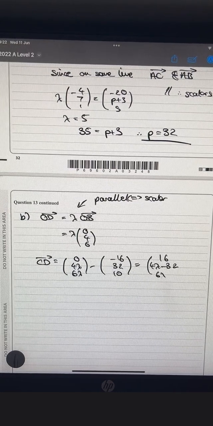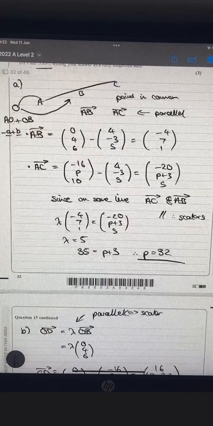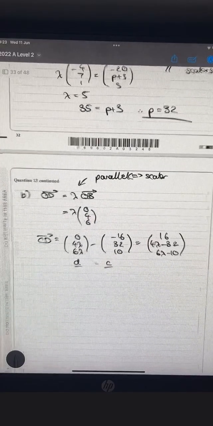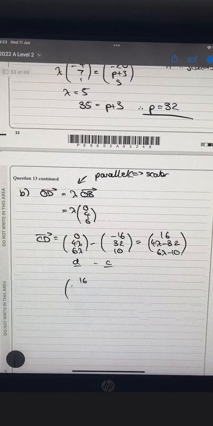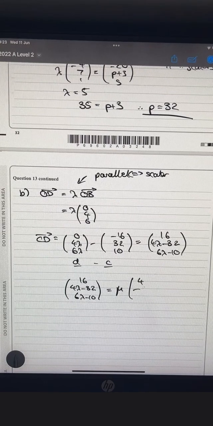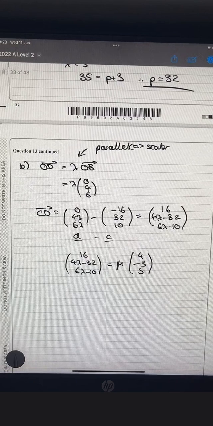All right. So because that's D minus C, they've told me that that is parallel to OA. So I know that, using scalars again, minus 16, 4 lambda minus 32, 6 lambda minus 10 is mu, which is just another symbol I use, times OA, which is this vector. So, okay, how am I going from 16 to 4? Well, mu is going to be equal to 4. So if I want to solve for lambda, that's 24 minus 10.